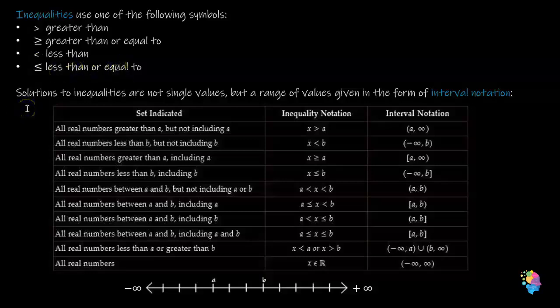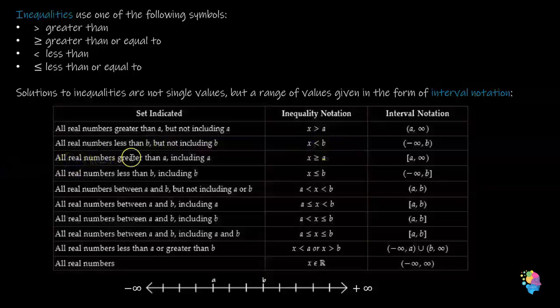Solutions to inequalities are not single values like we've done in the past when we were solving equations. It can be a range of values given in the form of interval notation. So this is what it means. Sometimes your solution is going to be all the numbers greater than a particular value, but they don't include that value. So that's what this symbol means. X is greater than that number. When all the numbers are less than a value but do not include the value, then we'll use this. Thus, x is less than that particular value.